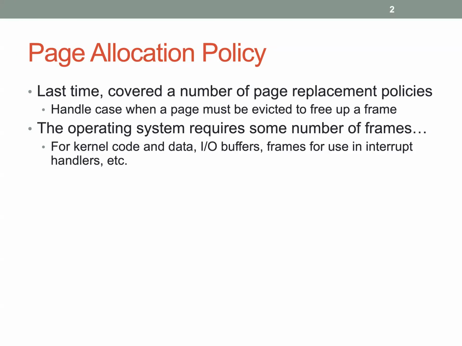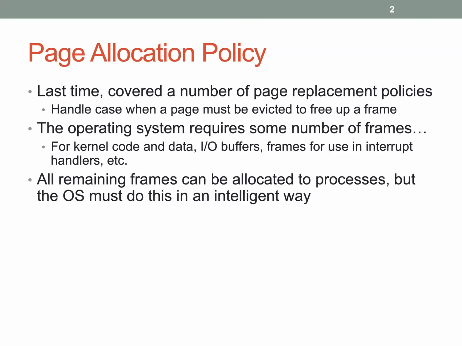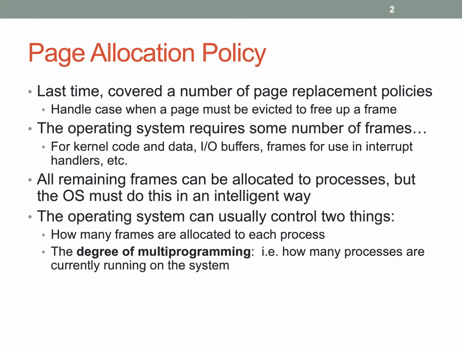So the OS is going to require some number of frames. And then all the remaining frames that we have in physical memory, we can devote to user processes, holding data for user processes, holding code for user processes. But we want to do this in an intelligent way. And so the OS has a few things it can control. As I say on the slide, it can control how many frames are allocated to each process.